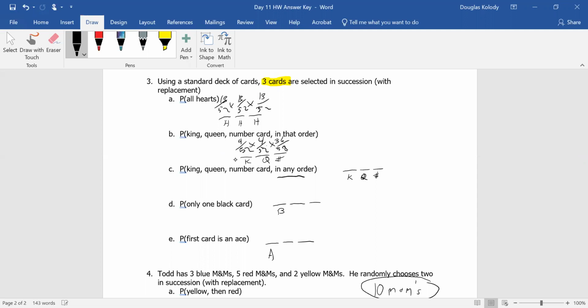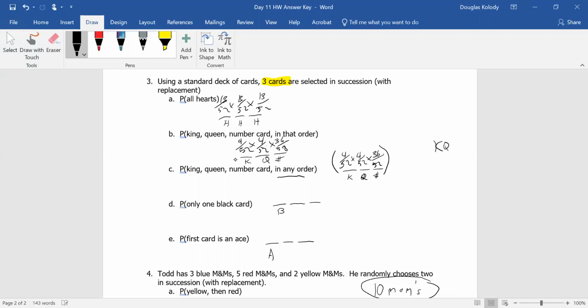C says in any order. The probabilities don't change. So 4 out of 52 for the king times 4 out of 52 for the queen times 36 out of 52 for the number card. Now I need to take these fractions and multiply by the ways to arrange a king, a queen, and a number card. I'll do that quickly.